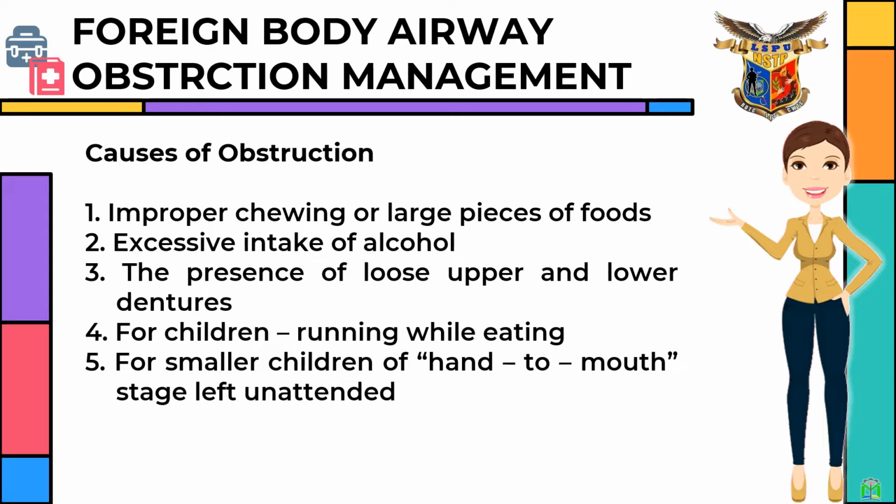The foreign body airway obstruction management. These are the causes of obstruction. 1. Improper chewing or large pieces of food. 2. Excessive intake of alcohol. 3. The presence of loose upper and lower dentures. 4. For children, running while eating. 5. For smaller children, small objects left unattended in reach of the mouth.